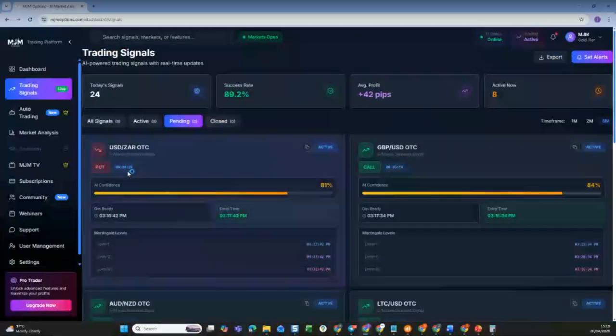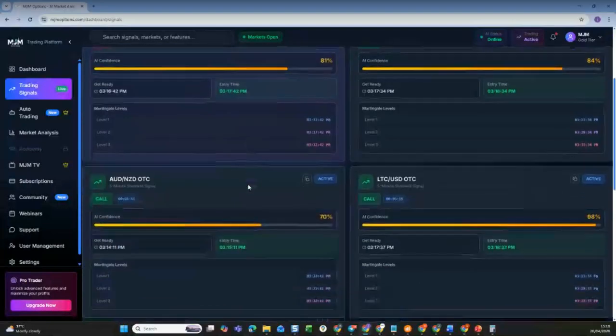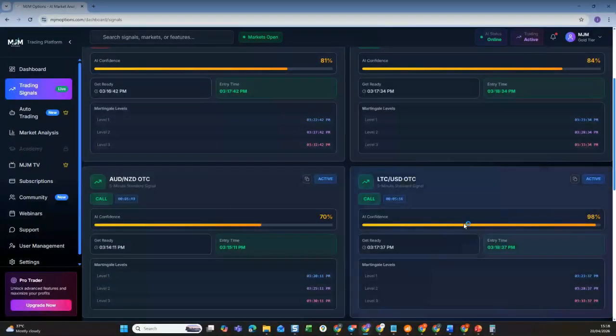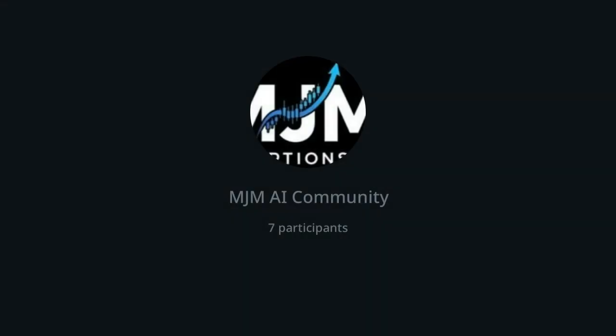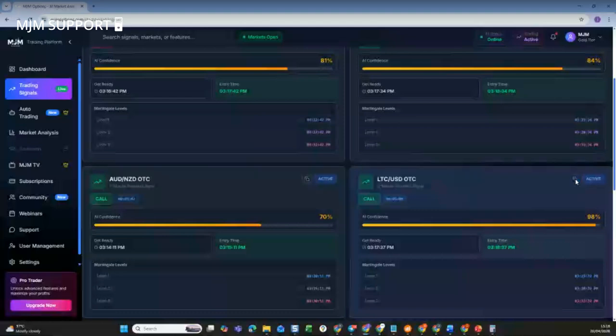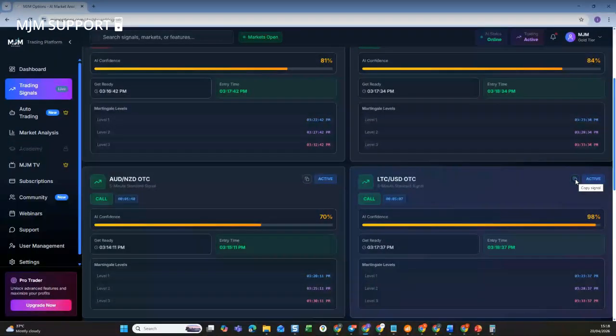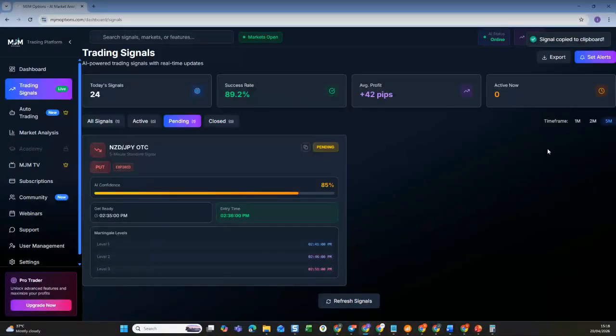Make sure you don't get stuck on the expired part. Look at this, 98%. Now look at this, 5 minutes and 14 seconds. Within 14 seconds, if we can't trade, we can't take 2 signals at a time. If not, you can copy this. The moment you have it copied, it tells you signal copied to clipboard, you paste it somewhere else. Then you follow the information, and at that particular time, you execute. That's basically how you use the trading signals.